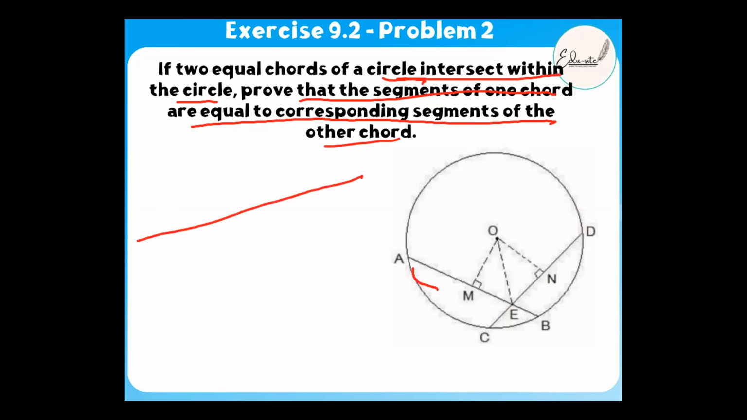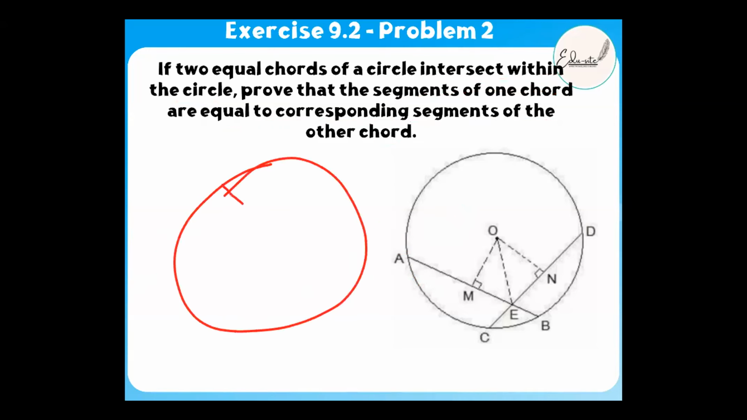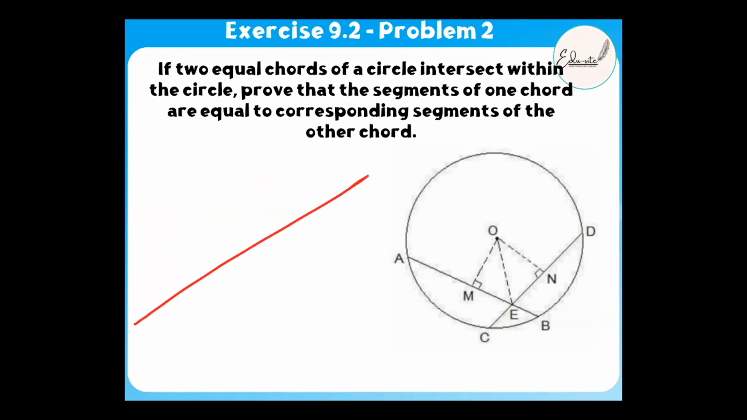If this is a full line AB, and you mark a point E, please tell me what the segments here are. AE and EB are two segments, correct? Yes. These are called segments. If you have a circle and this is drawn in this way, then this is a segment. Segments means part of a whole, correct? If this is AB, AE is a segment.